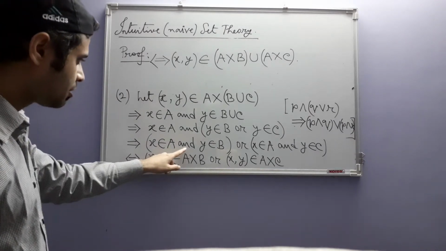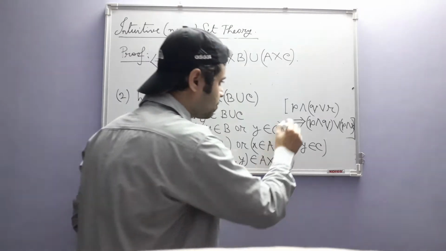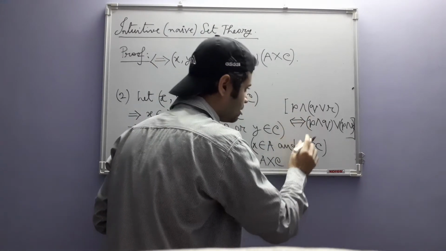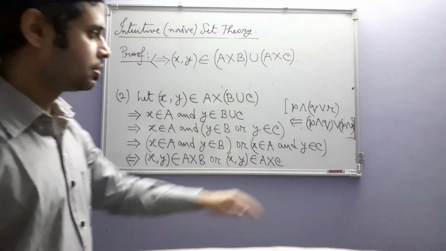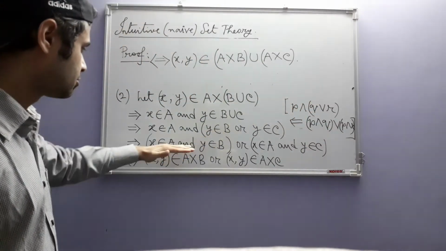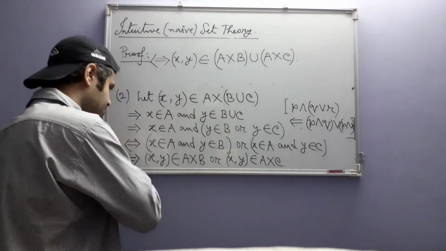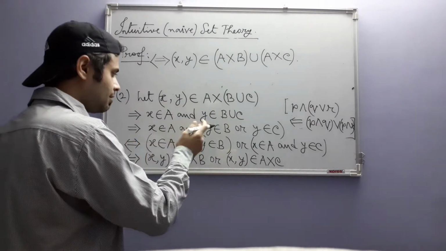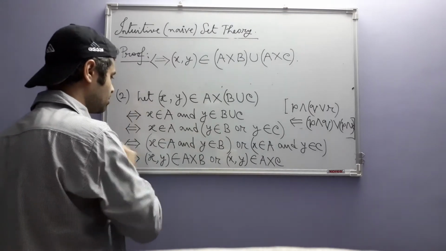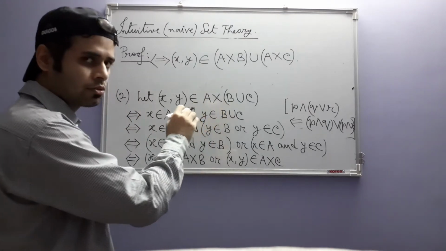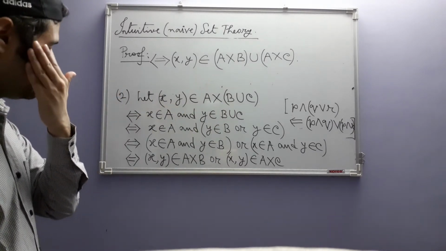Then again, from here we can write this. Why? Now we are using this side of the equivalence. This also implies this. So we have been able to write this implies this. This implies this. And then you go like that using the definition of union and Cartesian product once more, you get this.